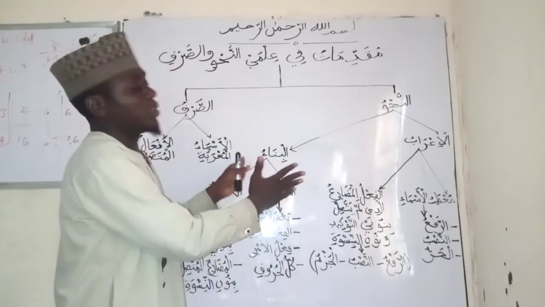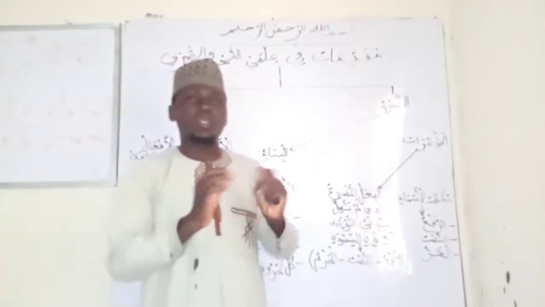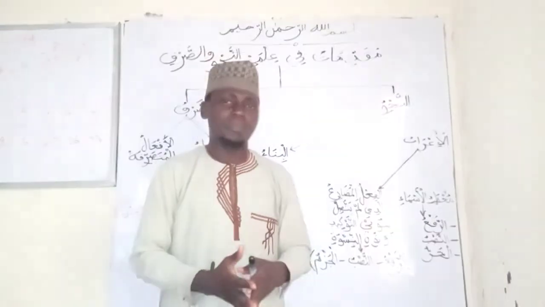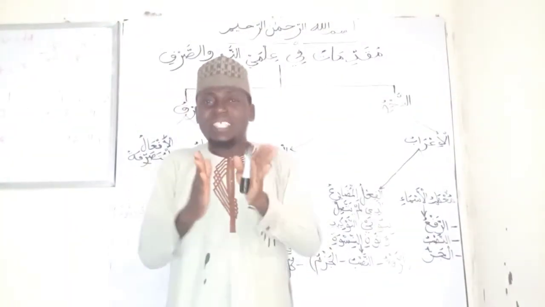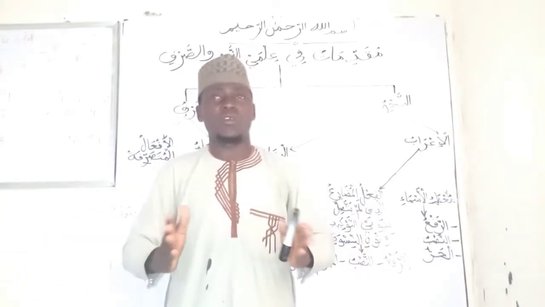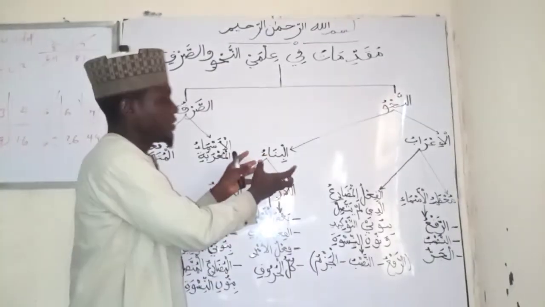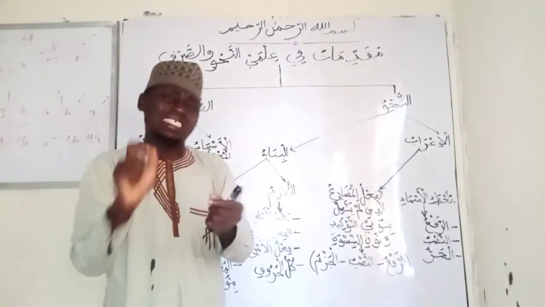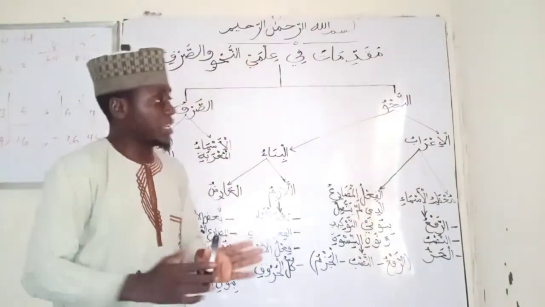Okay, the second division is al-bina. What is al-bina? Al-bina is just the opposite of al-i'rab. Al-bina is the ability of a word to remain the same, that is structured. It doesn't change regardless of the position it is in a sentence. So al-bina is when the last letter of a word does not change, that is when it remains the same.